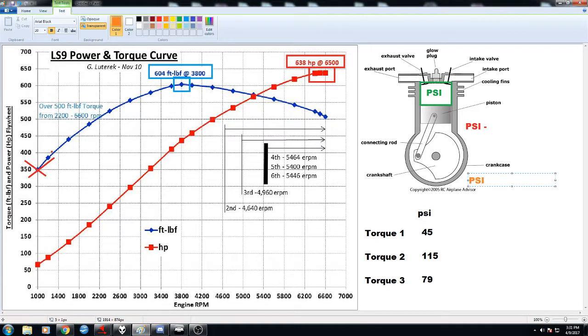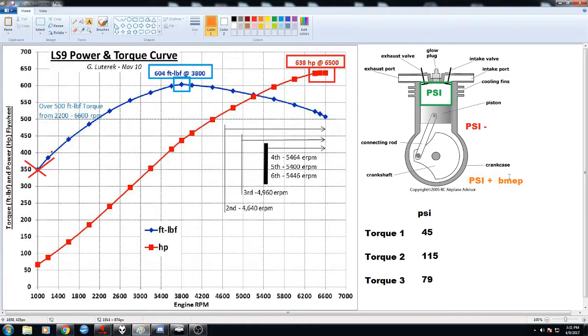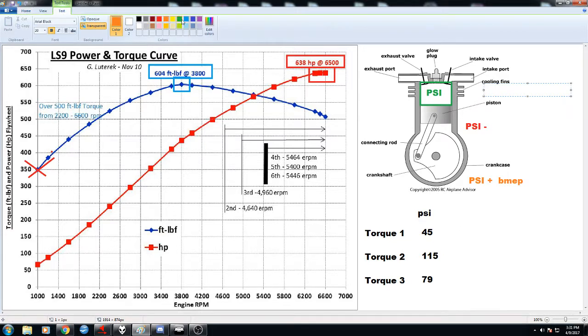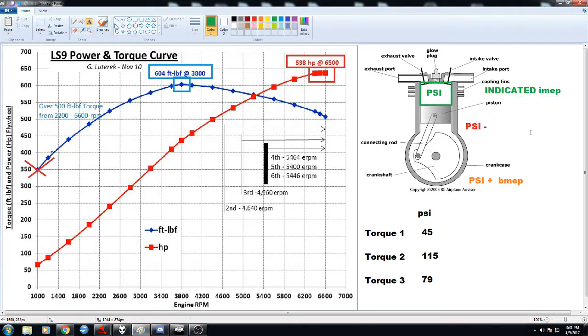and that's our plus. This is our brake mean effective pressure, the useful work that our engine is doing versus indicated IMEP. That guy is what we're producing initially. If we had no friction, then the two would be the same.